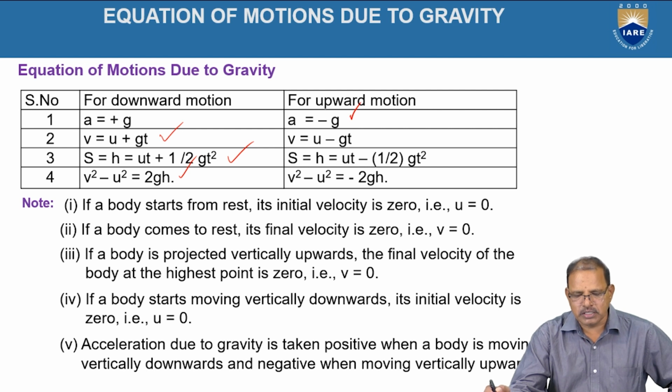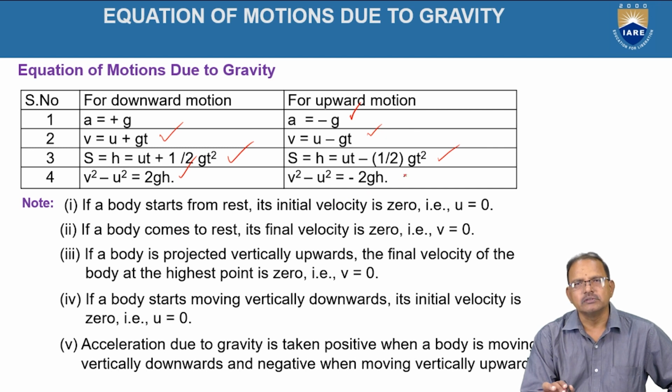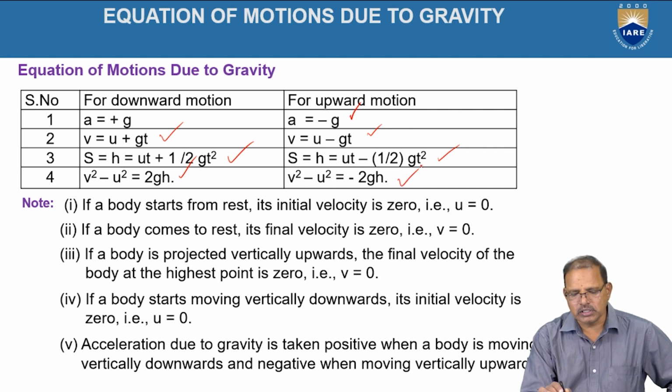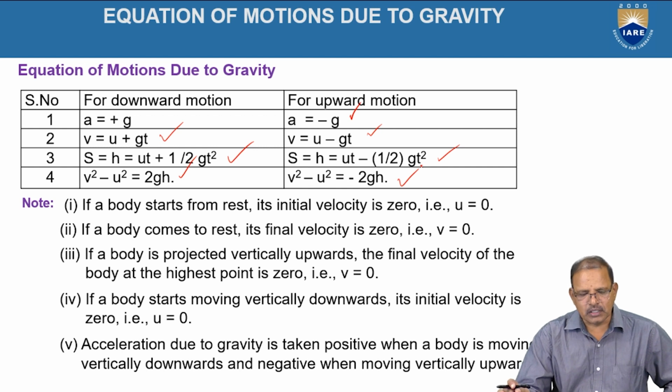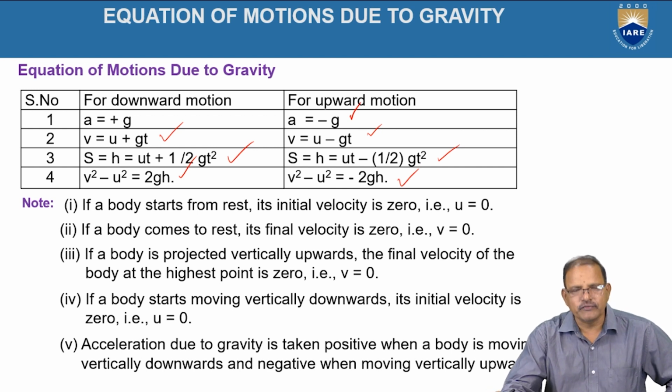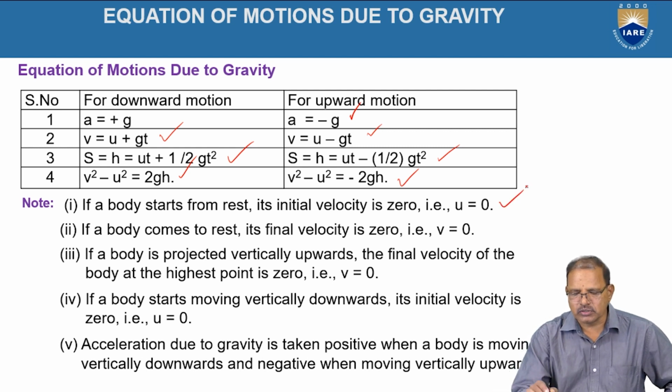But when the object is moving in upward direction, the g is replaced with the negative value, minus g. That is, the final velocity is equal to v is equal to u minus gt. s is equal to ut minus 1 by 2 gt square. And v square minus u square is equal to minus 2gh. In this case, when the body is starting from rest, that means the initial velocity of the body is treated as 0, that is u is equal to 0.